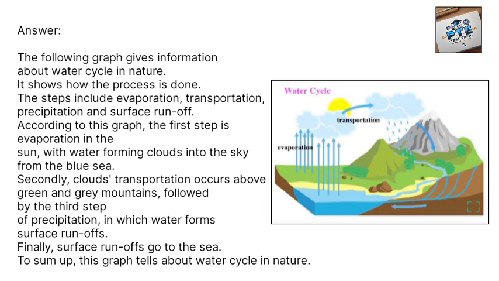which water forms surface runoffs. Finally, surface runoffs go to the sea. To sum up, this graph tells about water cycle in nature.